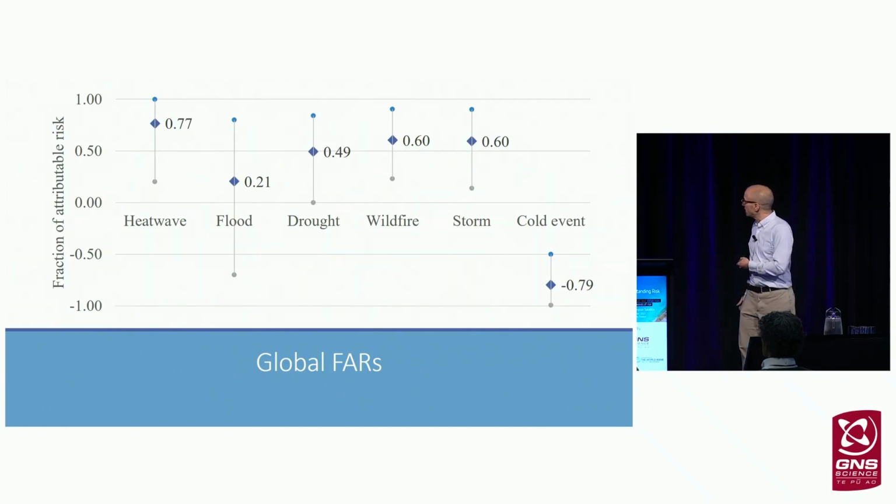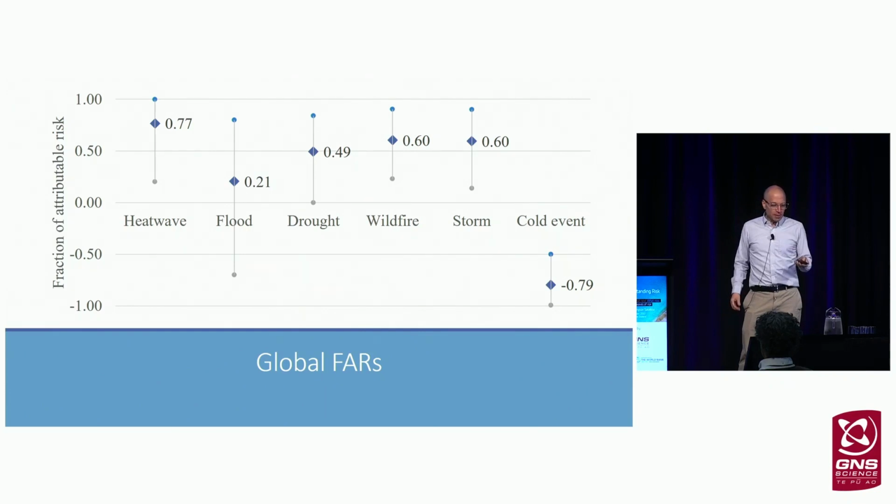You can see, for example, that, surprise, cold events are becoming less likely because of climate change. Okay? So if you live in the North Pole, I think there's only one person who lives there, right? The guy with the beard. Anyway, he's going to have warmer summers.